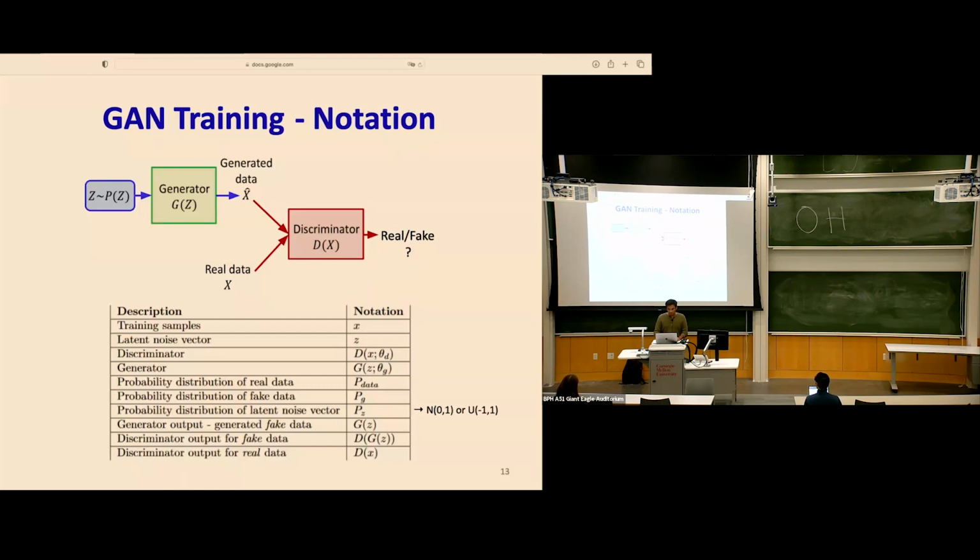And the probability distribution of the real data is p of data, or p of x. And the probability distribution of the generator made fake images and the latent noise vector are p of g and p of z respectively. The generator output will be denoted by g of z, and it will take in the latent noise vector and give us an image. And the discriminator output for fake data will be d of g of z. And for the real data, it's d of x.